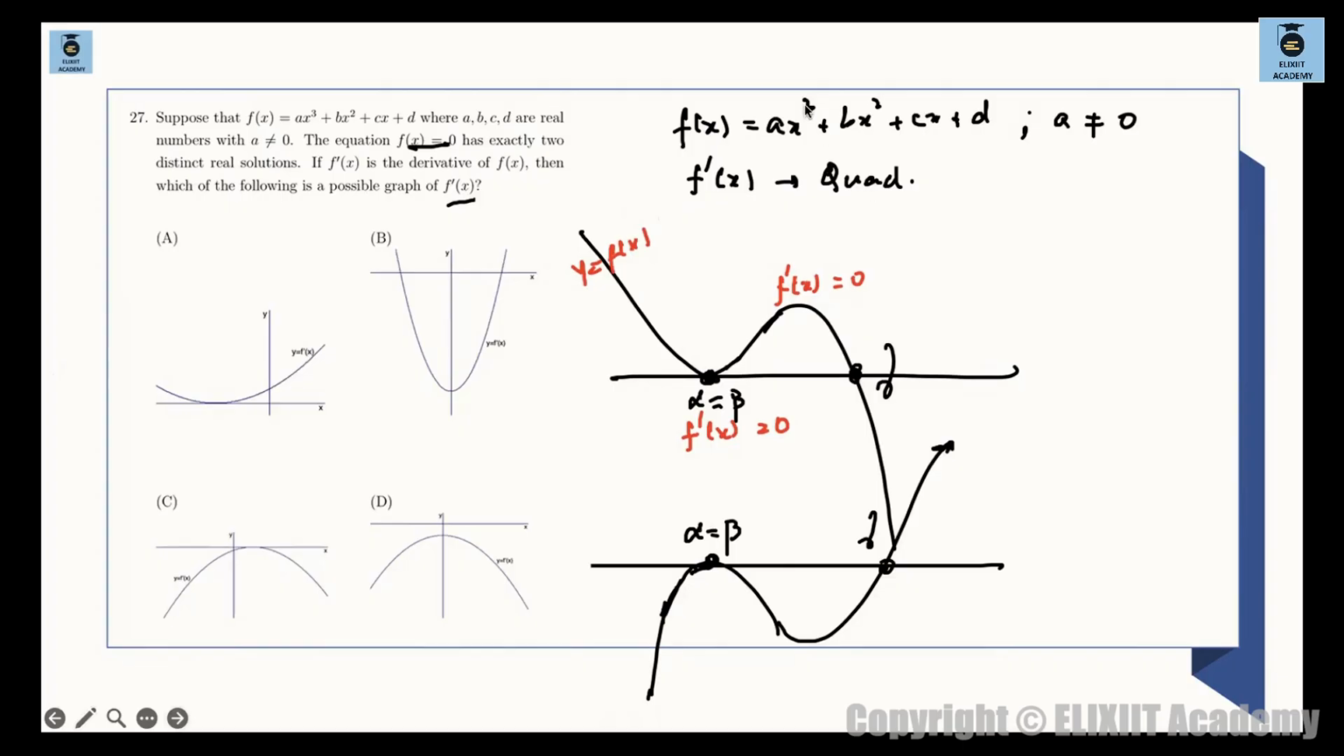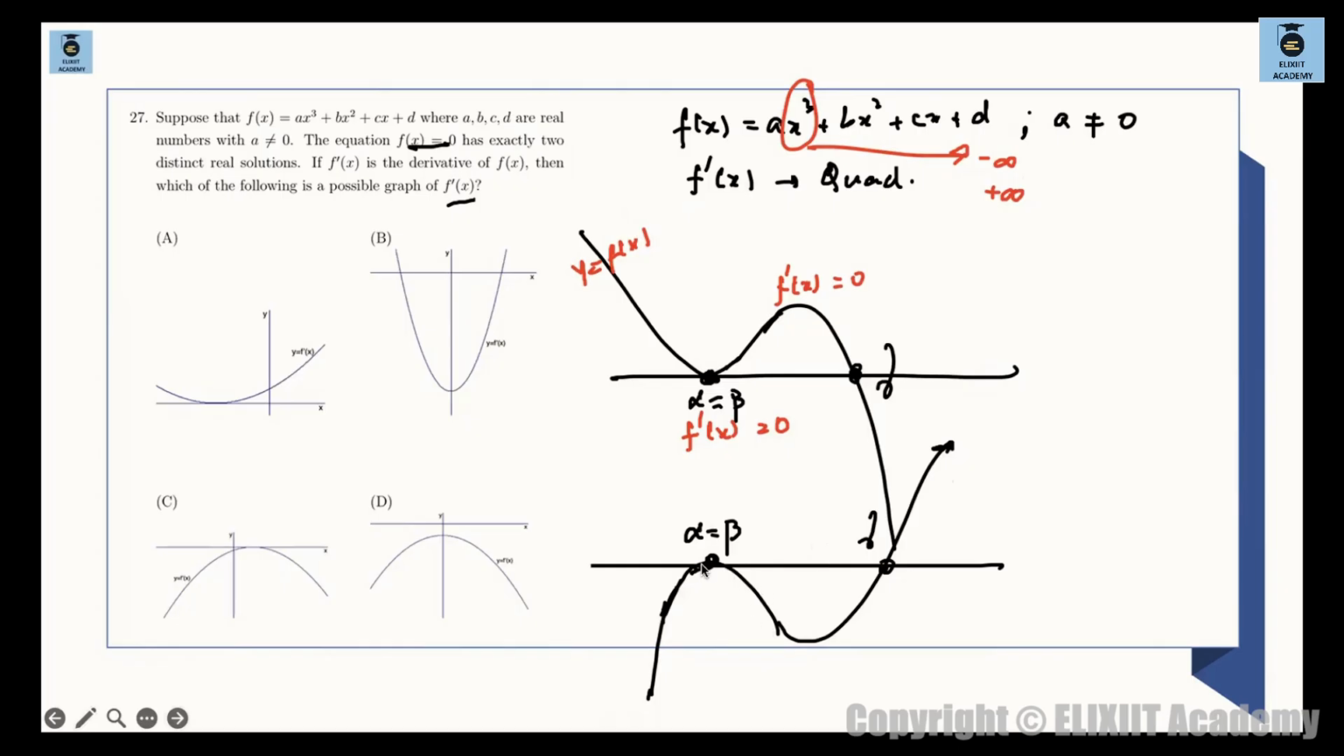Here you can also see that as x tends to minus infinity, y will also tend to minus infinity, and as x tends to plus infinity, y also tends to plus infinity. We call this the leading coefficient test. Because we don't know the sign of a, a can also impact this sign. So both of these cases we have considered.